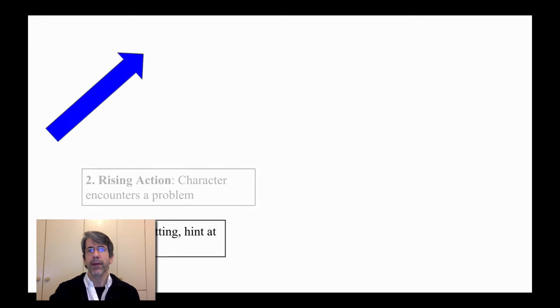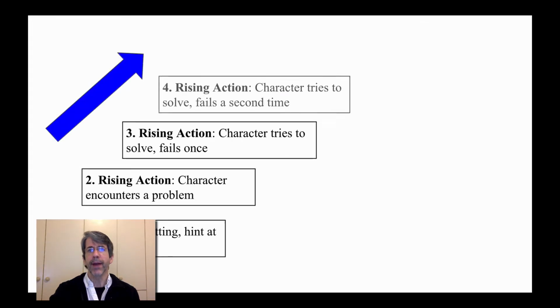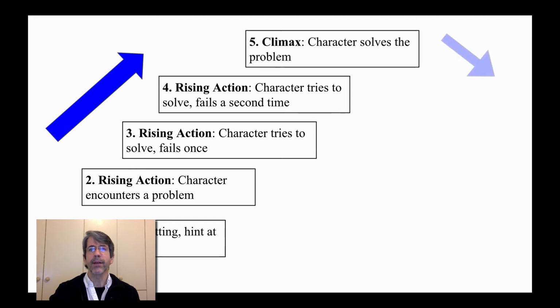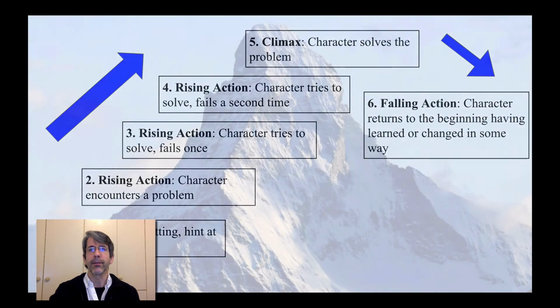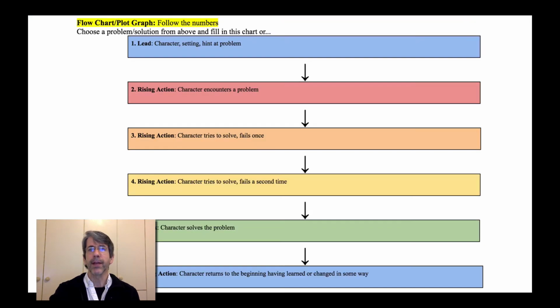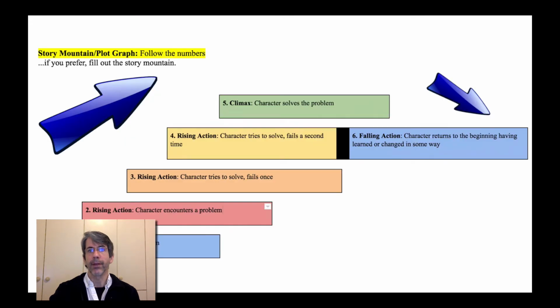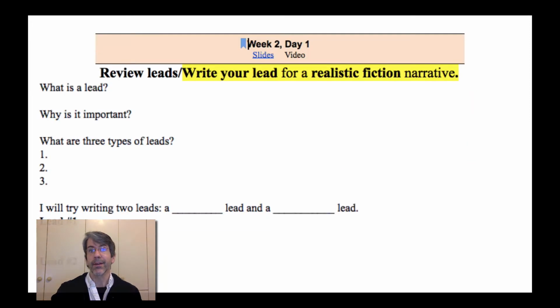Or did we already do that? We already did that. Oh my goodness. Yes, we already did that. We graphed that on the story mountain. You might have done a flow chart, or you might have done a graph much like that. So you know what's going to happen in the story. You have your lead, your rising action, the climax, and the falling action. It's ready to go. Well, let's get started.